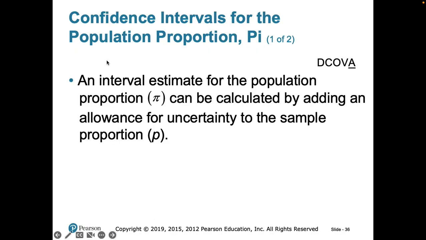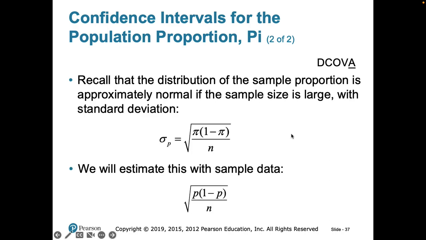Okay, what about the confidence interval for the population proportion pi? An interval estimate for the population proportion can be calculated by adding an allowance for uncertainty to the sample proportion. So what do we mean by that? We know that the distribution of the sample proportion is approximately normal if the sample size is large enough. And then you have your formula here.